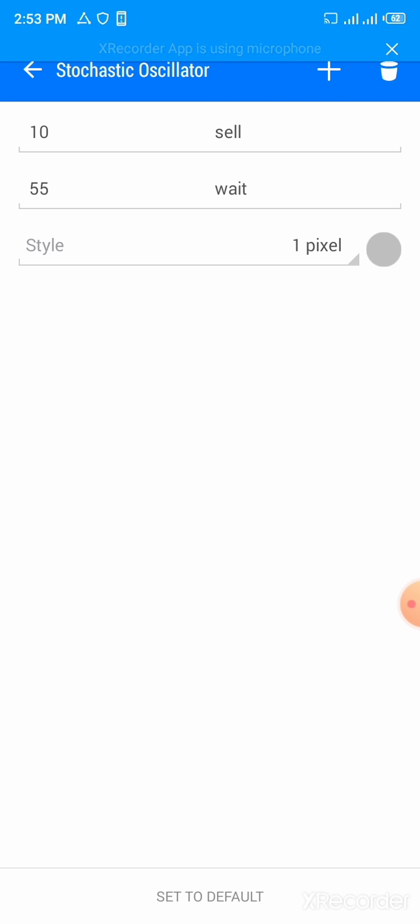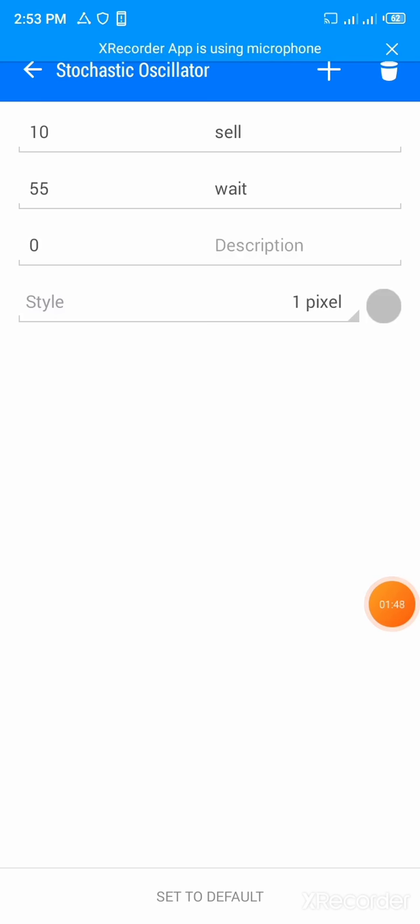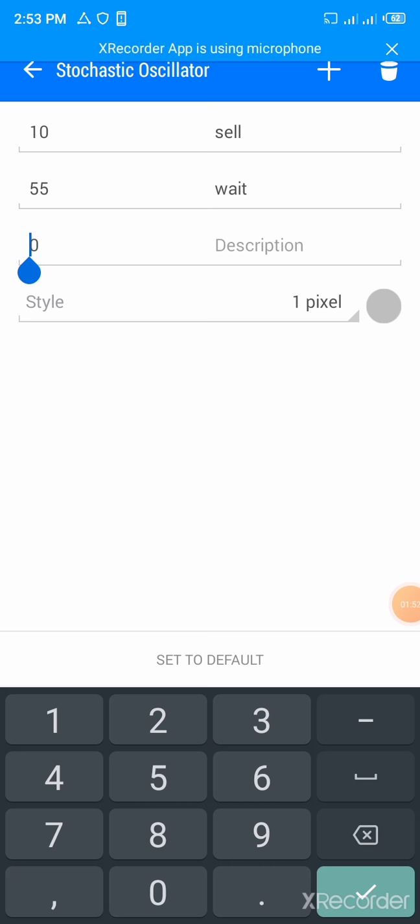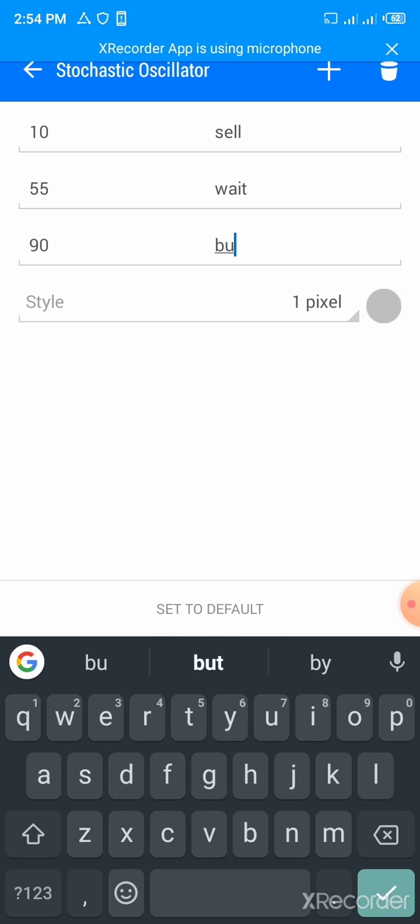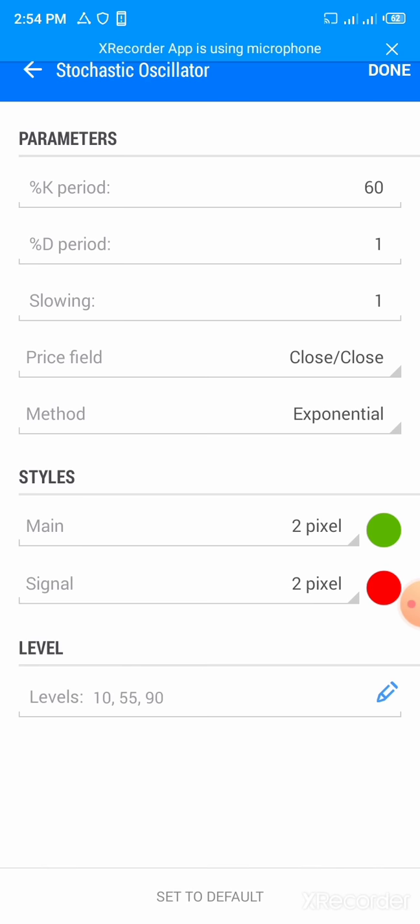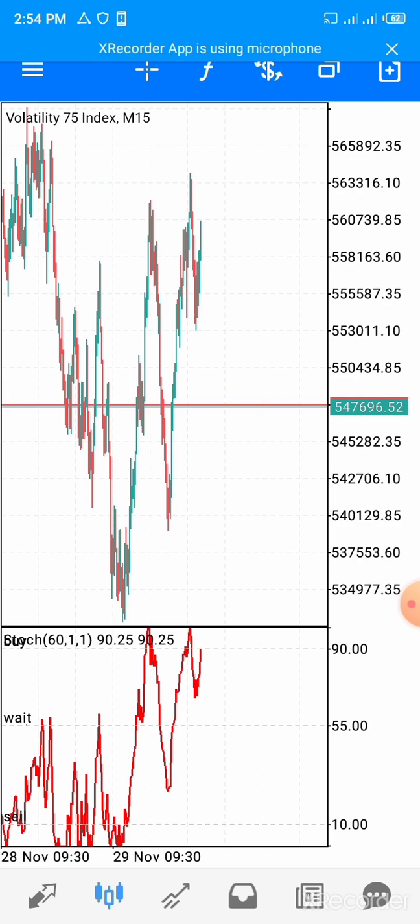Then you can also add one here. The next one is 90, which is your buy or your overbought. And the style is 1 pixel. The color is gray. You go back. You click done. You will see something like this.